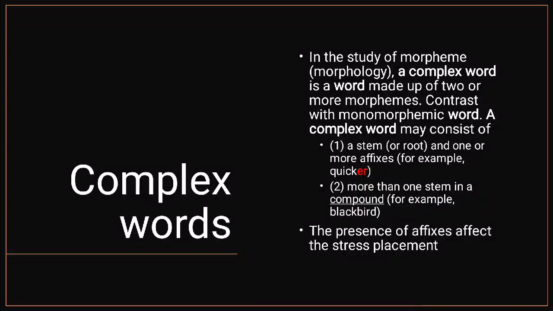The first material is complex words. In the study of morpheme or morphology, a complex word is a word made up of two or more morphemes, in contrast with a monomorphemic word. A complex word may consist of a stem or root and one or more affixes, for example, quicker. Or more than one stem in a compound, for example, blackbird. The presence of affixes affects the stress placement.